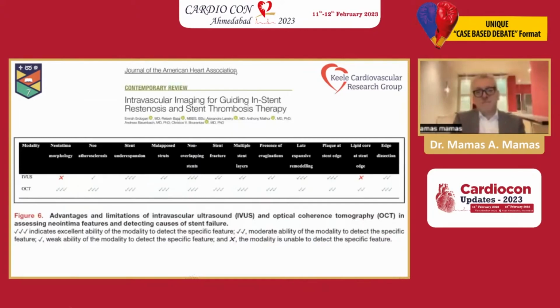And this is quite a useful guide for intravascular imaging in guiding in-stent restenosis and stent thrombosis from my good friend Chris Bountis. And you can see that for many things, stent under-expansion, malapposed stents, looking at plaque at the stent edge, IVUS and OCT perform very similarly. However, for things like neointimal morphology, you cannot use IVUS to assess this. And this is really important when you have neointimal hyperplasia, when deciding whether you use a drug-eluting balloon or a stent. And again, if you want to assess for neoatherosclerosis, very poor with IVUS. If you want to assess stent fracture or multiple stent layers, again, much better with OCT than IVUS.